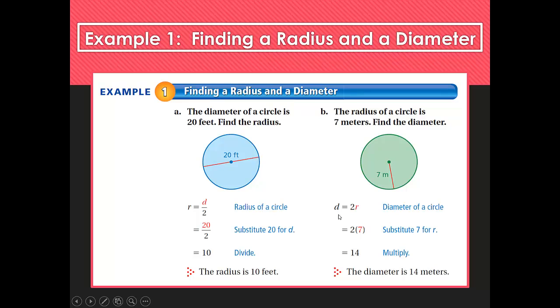For B, the radius of a circle is 7 meters. Find the diameter. The diameter equals 2 times the radius. In this problem, the radius is 7, so we will take 2 times 7 to get the diameter, and 2 times 7 is 14. So the diameter is 14 meters.